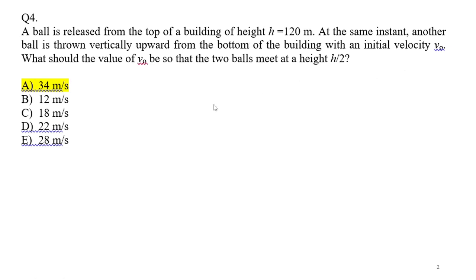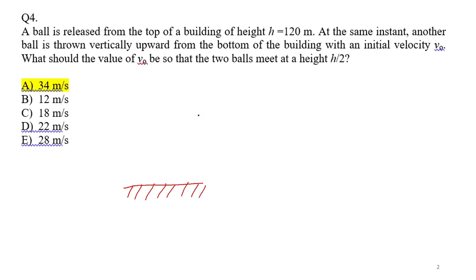A ball is released from the top of a building of height h equals 120 meters. At the same instant, another ball is thrown vertically upward from the bottom of the building with an initial velocity V0. What should the value of V0 be so that the two balls meet at height h over 2? Excellent. Thank you very much, Hussein.